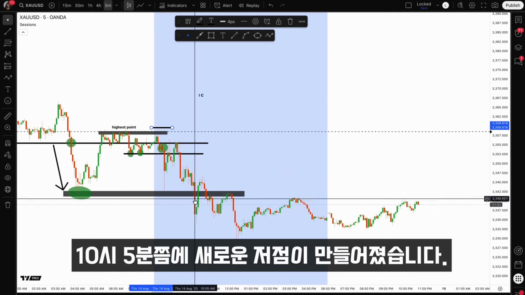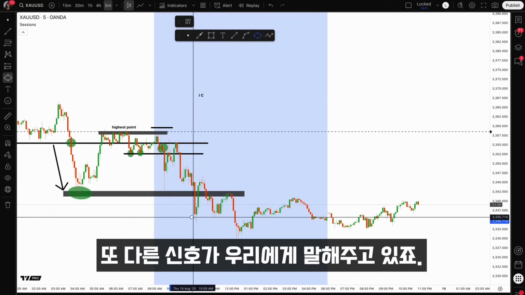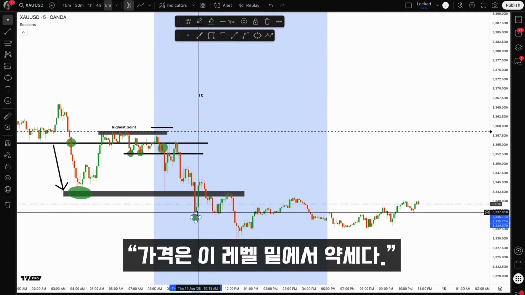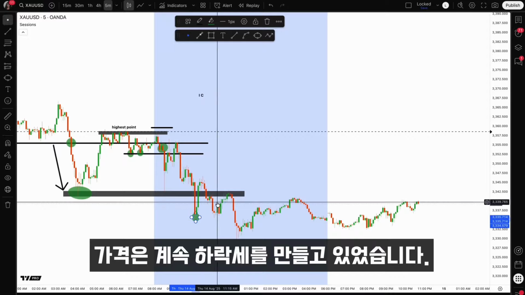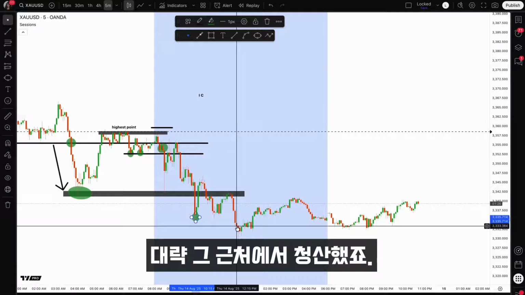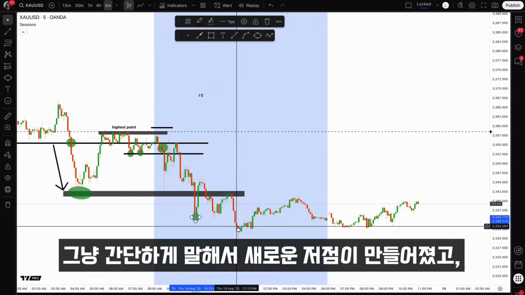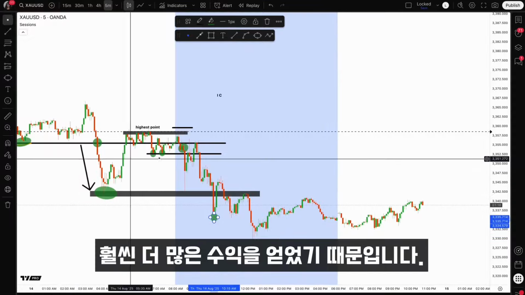So at 10:05, it ended up making a new low. So this is another indication, another indication showing us price is bearish under this level. We have a correction in the market and price is still building down. I still felt comfortable with holding this trade all the way until 12. I ended up closing right around this level here. And the reason I closed out of this level is because just overall we was at a new low and I just got way more than what I asked for.